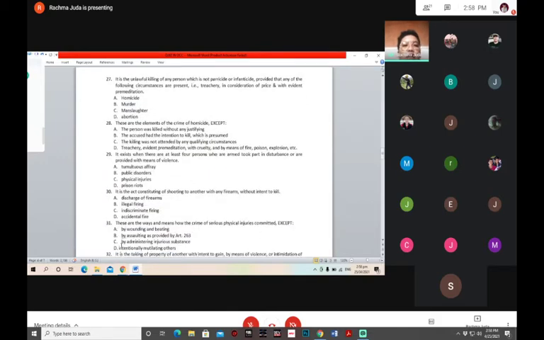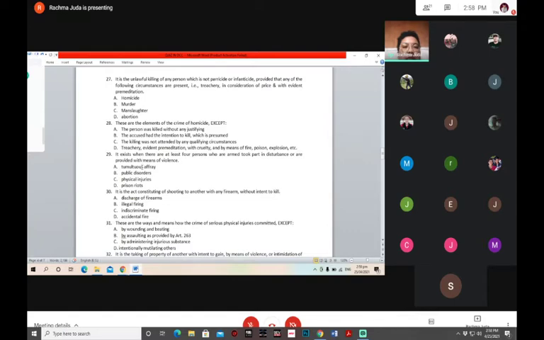Is the unlawful killing of any person which is not parricide or infanticide, provided that any of the following circumstances are present. So as you can see, treachery, consideration of price, and evident premeditation are all classified as qualifying aggravating circumstances. Remember, if wala mo yung relationship, and then ang edad is more than 72 hours, and then ang pagpatay nimo is with presence of qualifying circumstances, so imuhang crime dira is murder. So ang answer dira is Bravo.